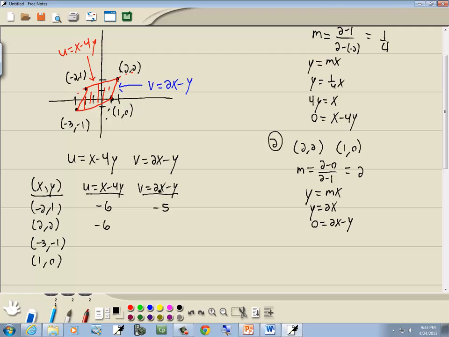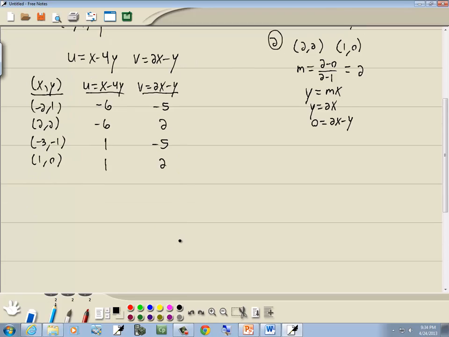2 and 2 here, we get 2 times 2 is 4, minus 2 is 2. But plug in -3 and -1, we get -3, and -4 times -1 is a +4, so we got -3 plus 4, which is 1. And if I put -3 and -1 here, I get -6 minus a minus 1, so -6 plus 1, or -5. And if I put 1, 0 in here, I get 1. And if I put 1, 0 here, I get 2. Well, let's sketch this and make sure it created a rectangle.